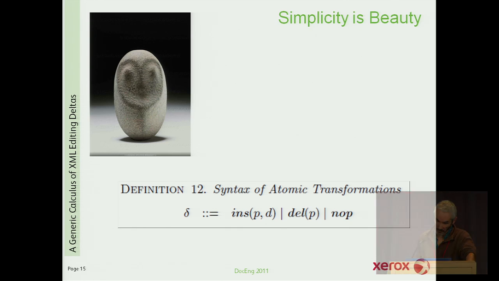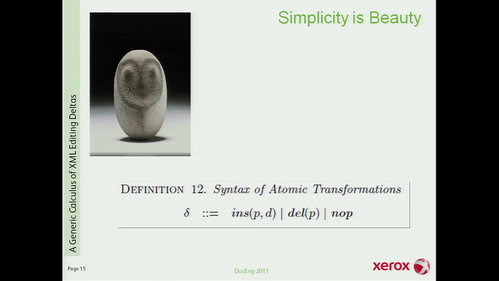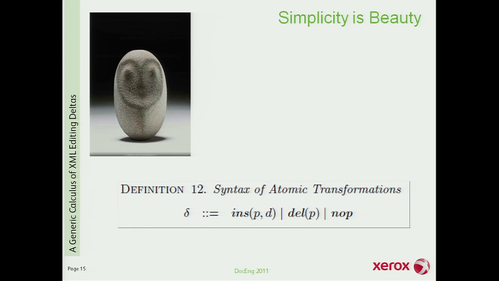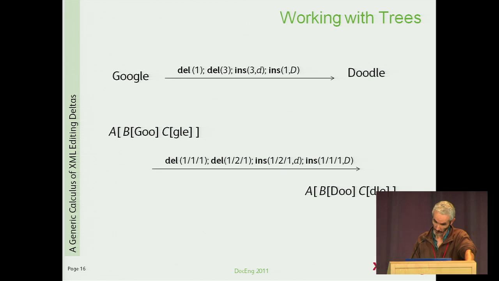And indeed, simplicity, beauty. I love this picture. It's from an artist from the Paleolithic, I think, and it's extremely simple and extremely beautiful. And for delta transformation, usually we can describe this transformation using two primitive operations. In my case, I need one more, this no-op operation, which does nothing but is quite useful in handling equational properties. But still, it's very simple as the basis.